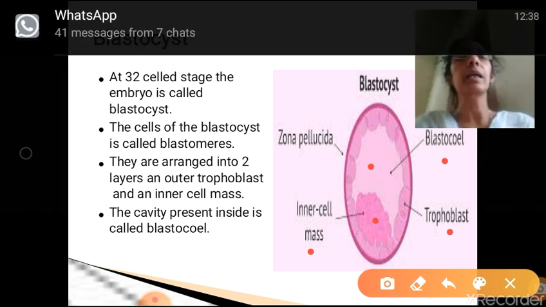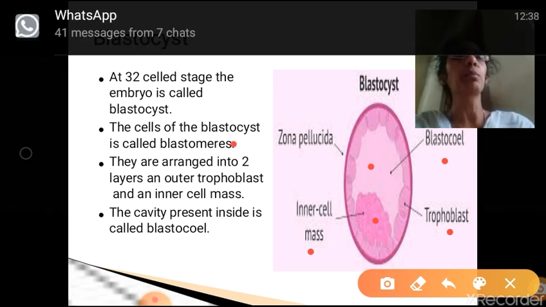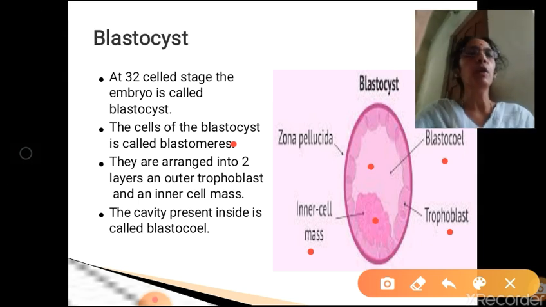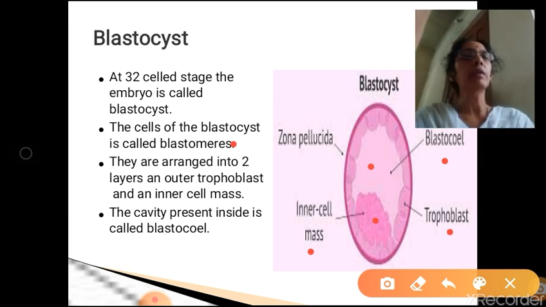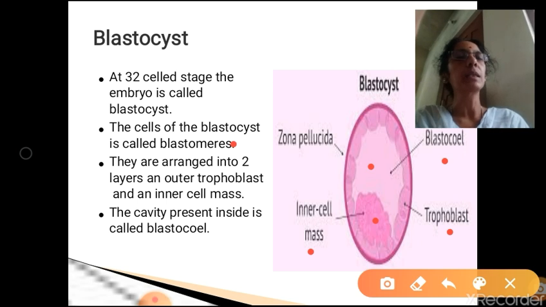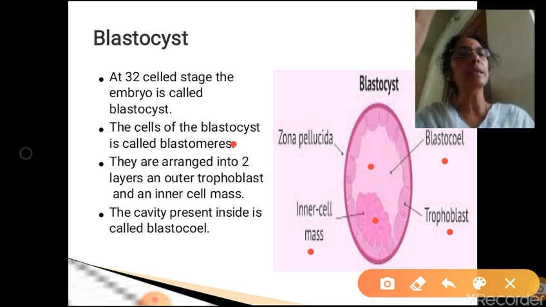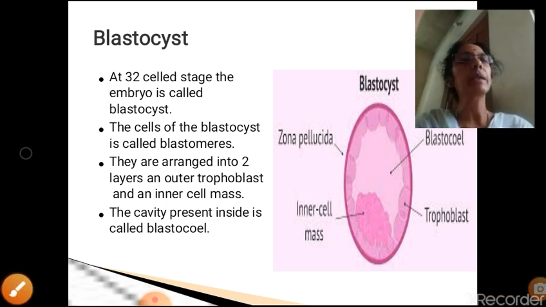Individual cells are called the blastomeres. The cells are arranged in the form of 2 layers. The outer one is called the trophoblast and the other group is called the inner cell mass. In between the two, a gap is seen. That gap is called the blastocele.